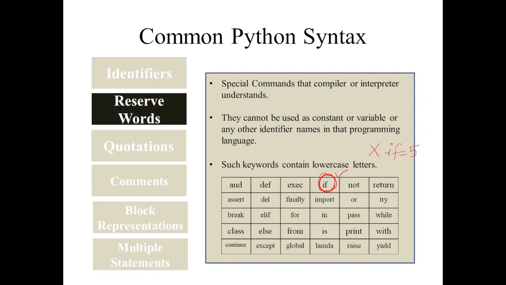For example, we know that while is used as a loop and else is used with if as well. So you cannot write else is equal to 3. You cannot store any value in a variable with the name else because it is already reserved for a special purpose.